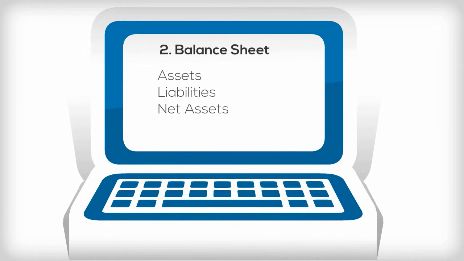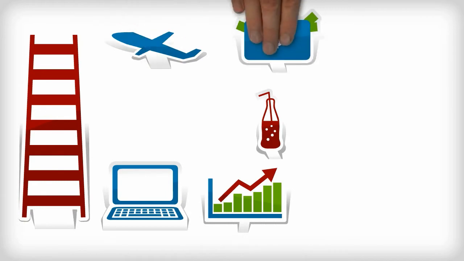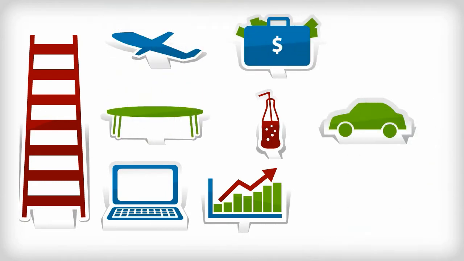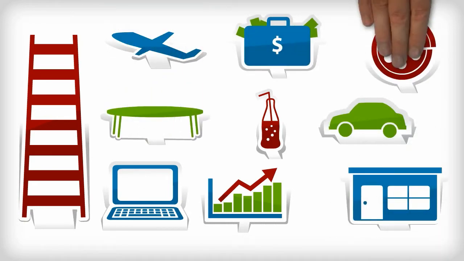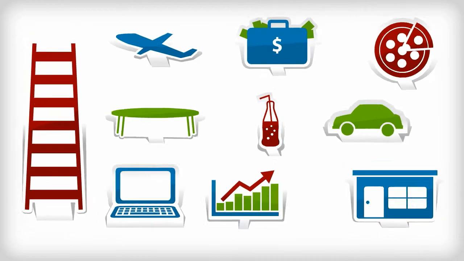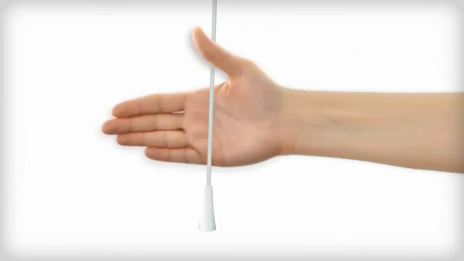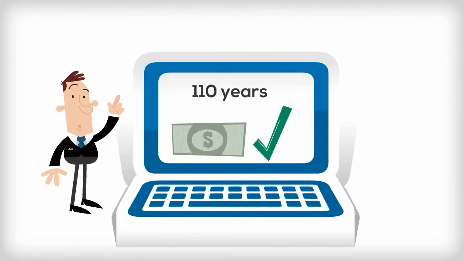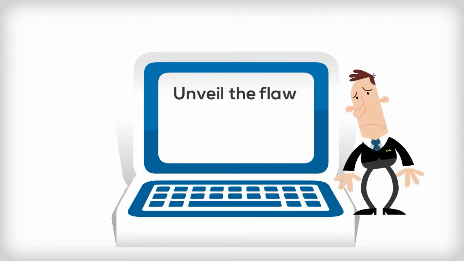The second statement is the balance sheet, where we will look at the financial strength of the company, its assets, its liabilities and its net assets, or members' or shareholders' funds, the financial resources for the future. Our case studies involve 2 landmark corporate collapses where the value of the assets could not be realised and so the companies failed. One company had been successful for 110 years. We'll review their strategy and unveil the flaw in their reasoning.